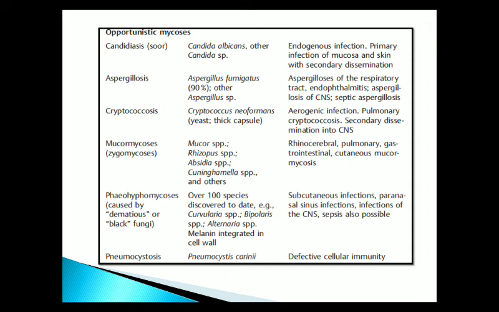Again, this slide represents the opportunistic mycosis. These are examples of opportunistic mycosis, that is candidiasis caused by Candida albicans and other Candida species. This Candida albicans is a kind of yeast. So it causes endogenous infection, primary infection to mucosa and skin, with secondary dissemination. The rest of the examples are also included in opportunistic mycosis. You can follow these examples and the details of this infection. Let's move on to the next slide.